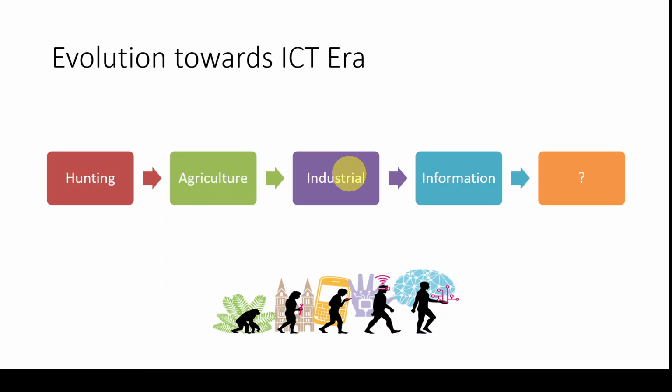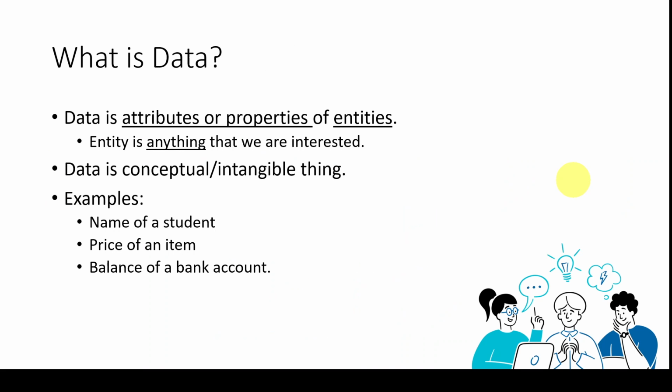And now we have come to a stage where information technology has dominated the society. So that is why we call it the IT era. It's no longer the industrial era, and we are now fully in the information era, and we never know what will happen next, but still the influence of information is critical. So let's move on to the very basics of our subject.